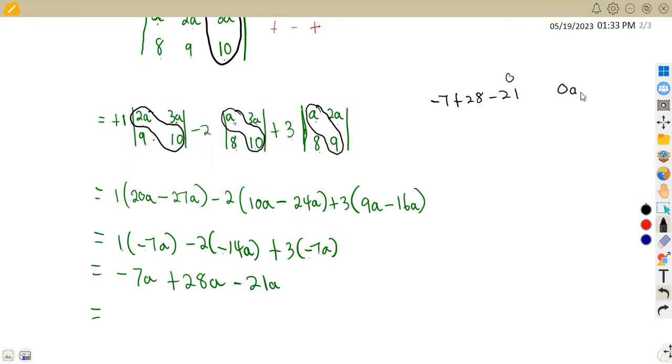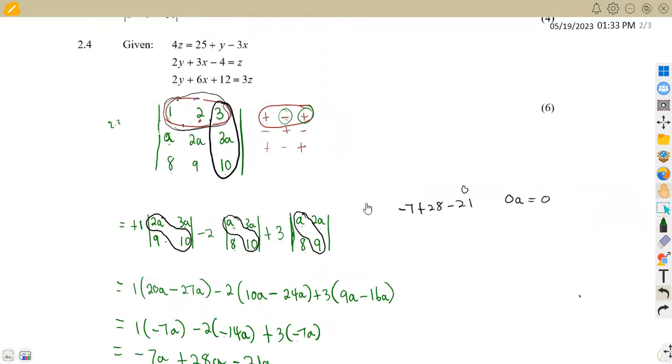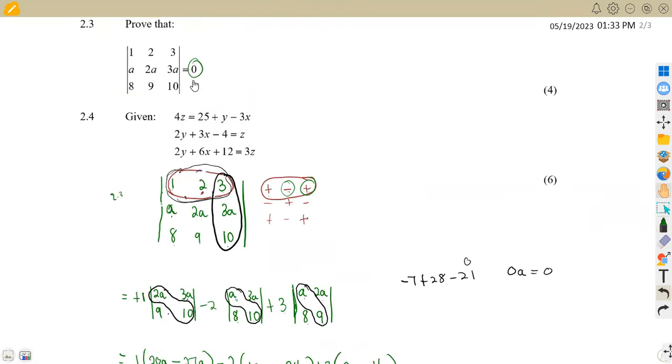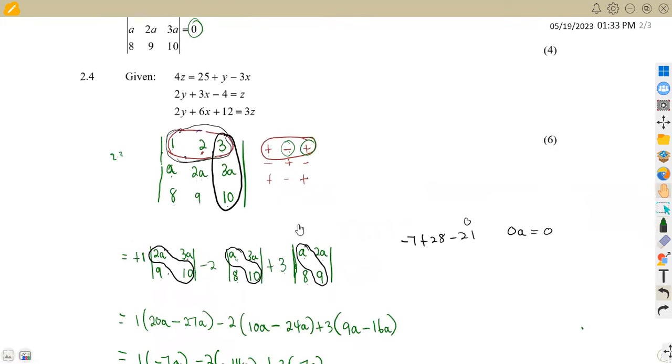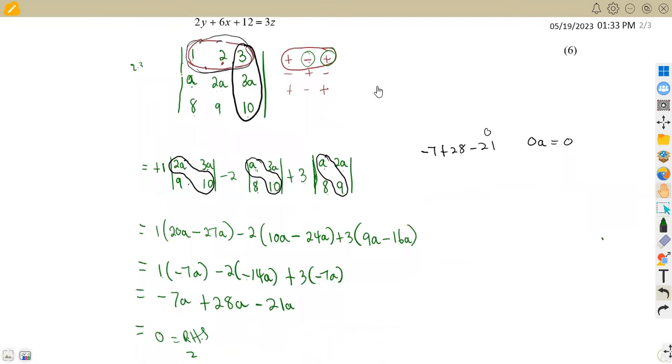So remember that 0A is the same as zero. So our answer is going to be a zero, which is the same as what we had on the right-hand side. That is actually proven. Remember, we are asked to prove that this, when simplified, must give us a zero. So you simply find the determinant the same way you are calculating the determinant. You must obtain a zero.